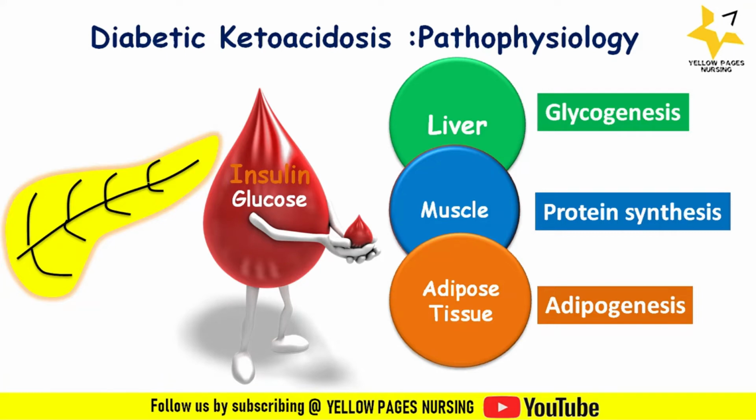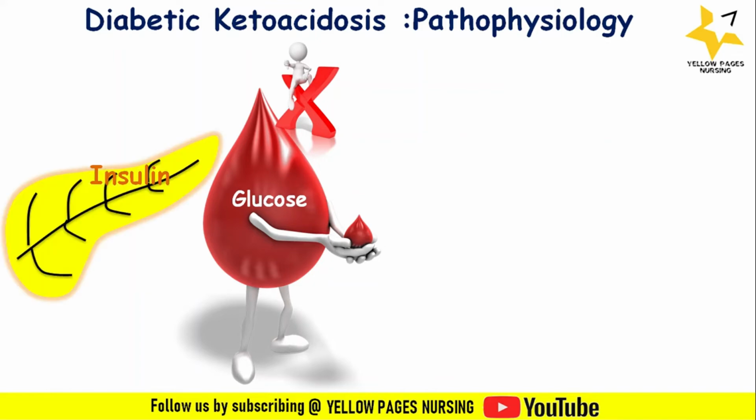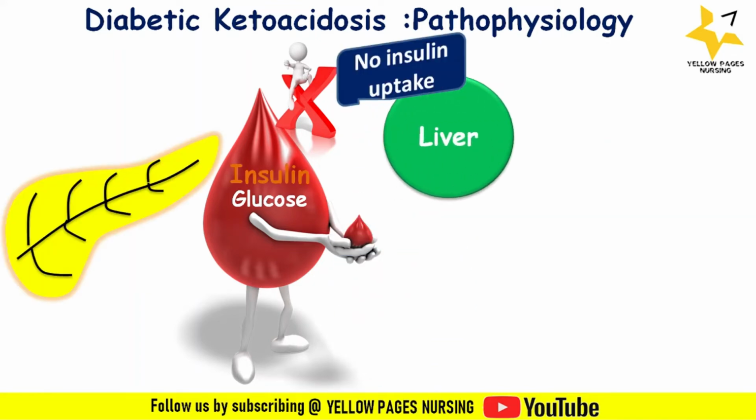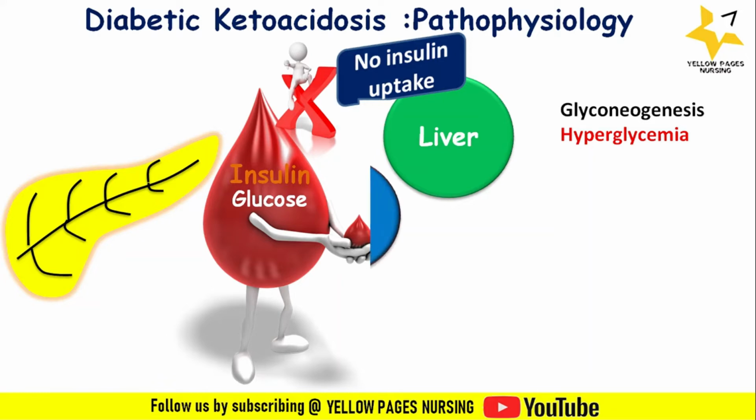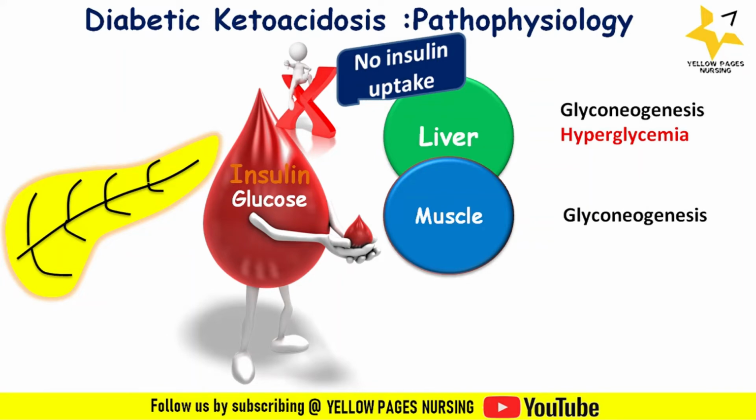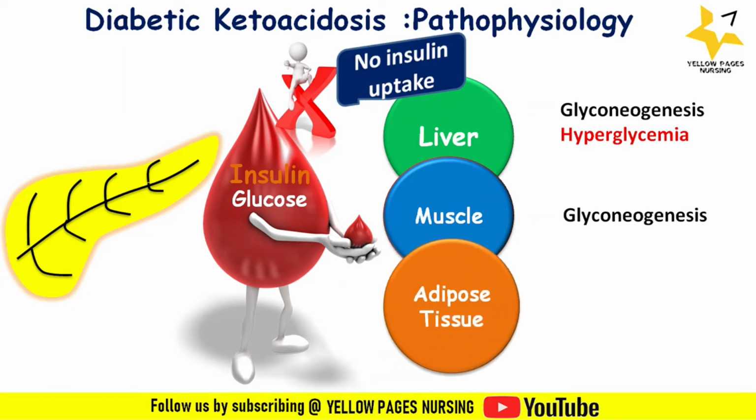But what happens in diabetic ketoacidosis is there is lack of insulin, which enhances gluconeogenesis, that is, formation of glucose from non-carbohydrate sources, which in turn leads to hyperglycemia. In muscles, it enhances gluconeogenesis, and in adipose tissue, it enhances lipolysis, which is nothing but breakdown of fat cells, and also leads to formation of ketone bodies.